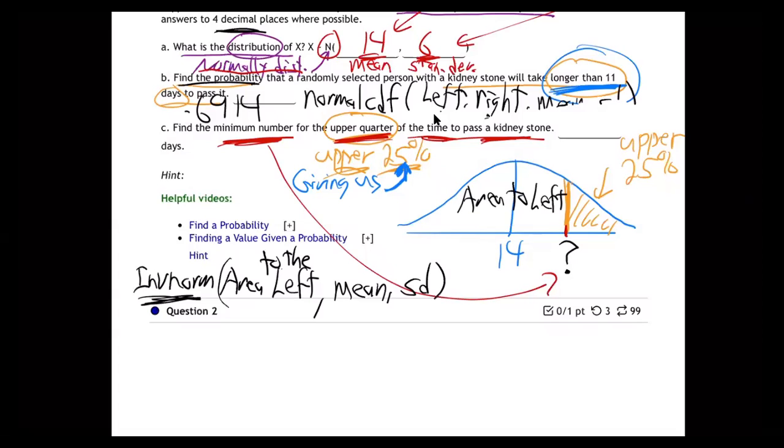So what is the area to the left? What do you think, guys? Area to the left there. Is it 75%? Exactly. It's got to be 75% because 25% is to the right. See how it says upper 25? So 25% is to the right, so that leaves 75% to the left, doesn't it? Everybody see how we got that?